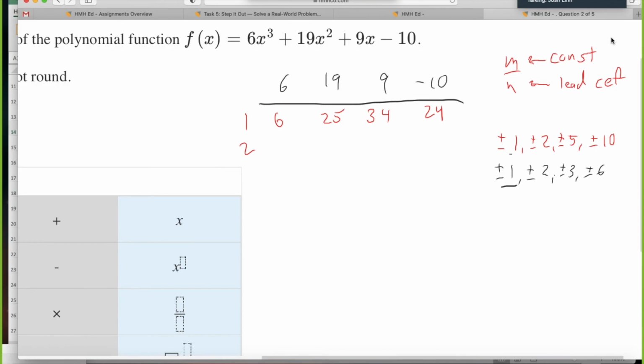So let's do 2. Bring the 6 down. 6 times 2 is 12. 12 plus 19 is 31. Yeah. 31 times 2 is 62. 71. Wow, they showed no mercy with this problem. $134.